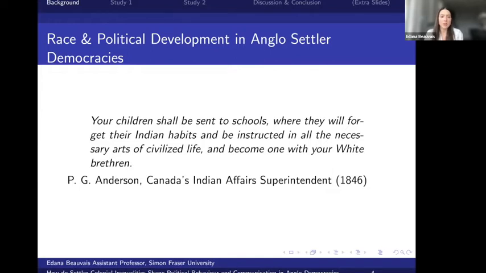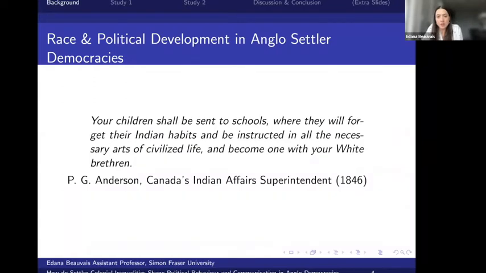Here, what Anderson is expressing is, first, I want you to note that he's making reference to two separate groups. First, there's Indigenous peoples, the outgroup, who pose a real threat to what he is portraying as white civilization. And he's talking about the necessity of assimilating Indigenous peoples into what he describes as civilized white life, so the life of the white in-group.